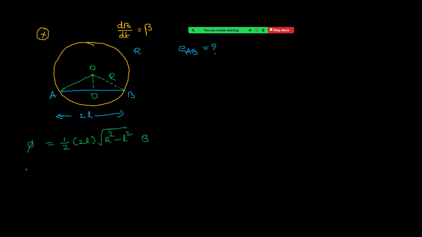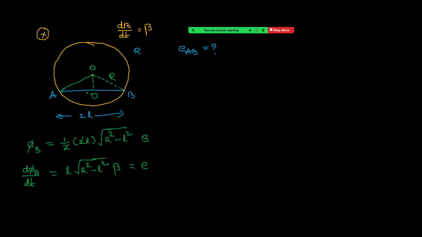Now the rate of change of flux d phi by dt. This is magnetic flux, okay? The half and the 2 get cancelled. This is L root of R square minus L square, a constant, into dB by dt, and that is given as beta. This is the rate of change of magnetic flux through that loop, which is equal to the EMF, right? So we are just focusing here on the modulus value, the derivative of this one. It is the EMF. But we have to calculate across AB.